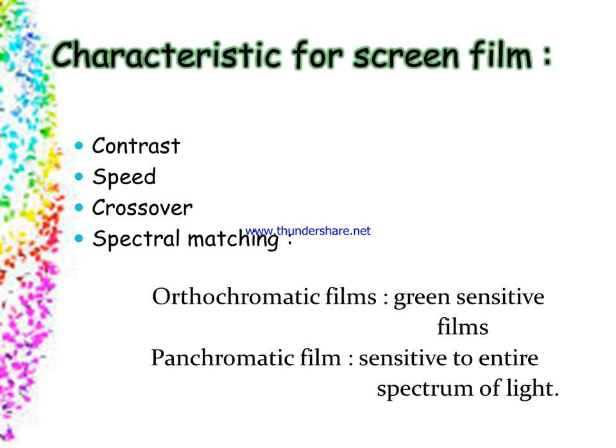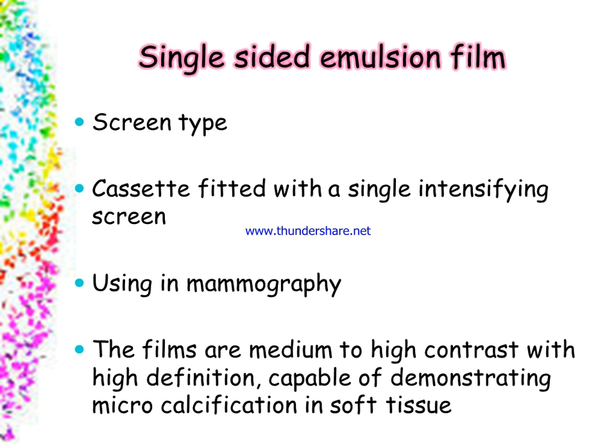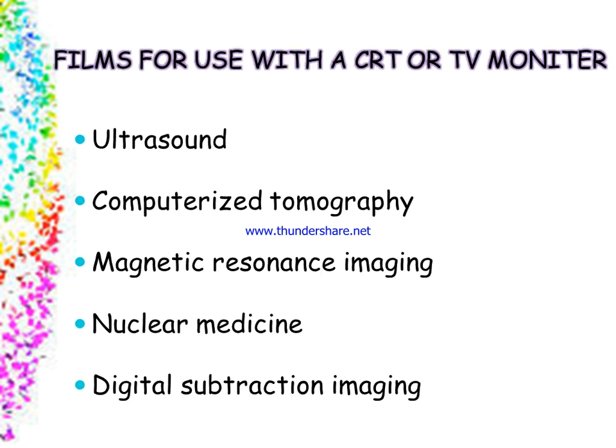Characteristics of screen films are contrast, speed, crossover, spectral matching. Types are orthochromatic films, which are green sensitive films. Panchromatic is sensitive to the entire spectrum of light. Single-sided films are a screen type. A cassette fitted with a single intensifying screen is used in mammography. The films are medium to high contrast with high definition, capable of demonstrating microcalcification in the soft tissue.